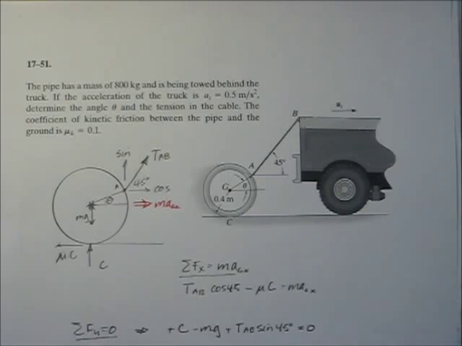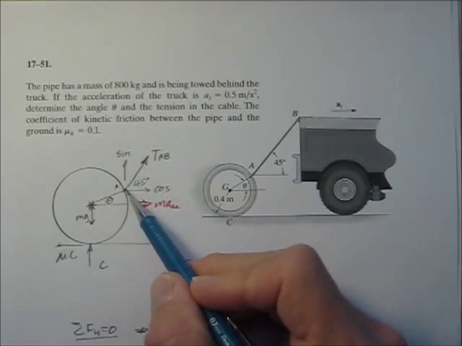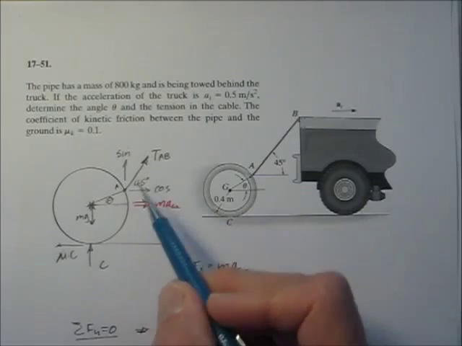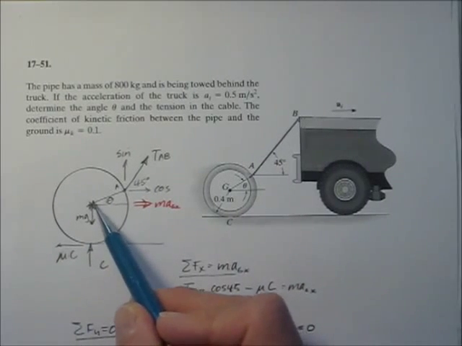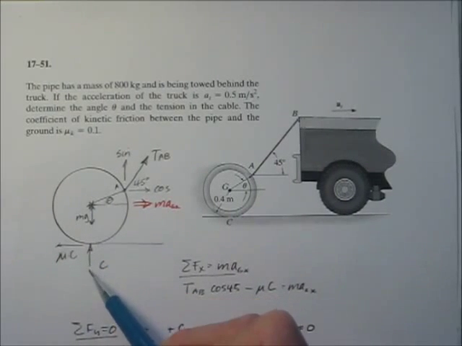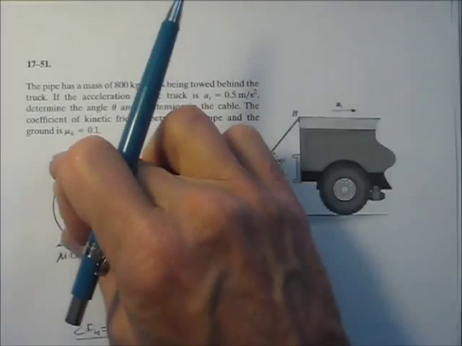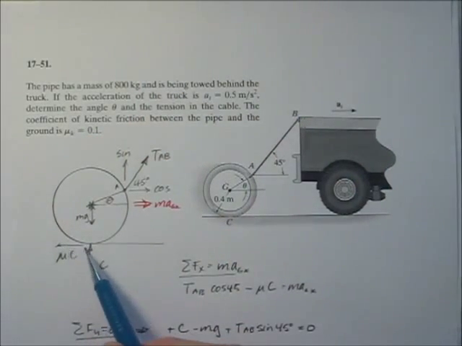All right, so we draw a free body diagram, and we say that there's a tension in this cable. It's going up in that direction. There's going to be a cosine component and a sine component. We have an mg coming down through the center. There's going to be a normal force of C, and because it's being dragged in this direction, there's going to be a force of friction, mu c.